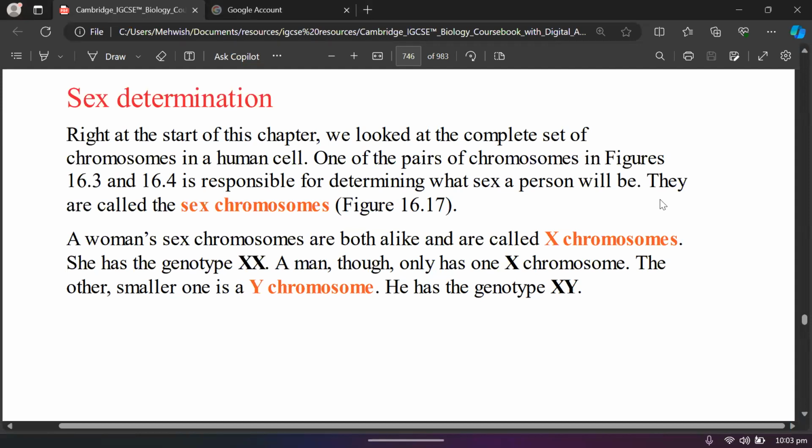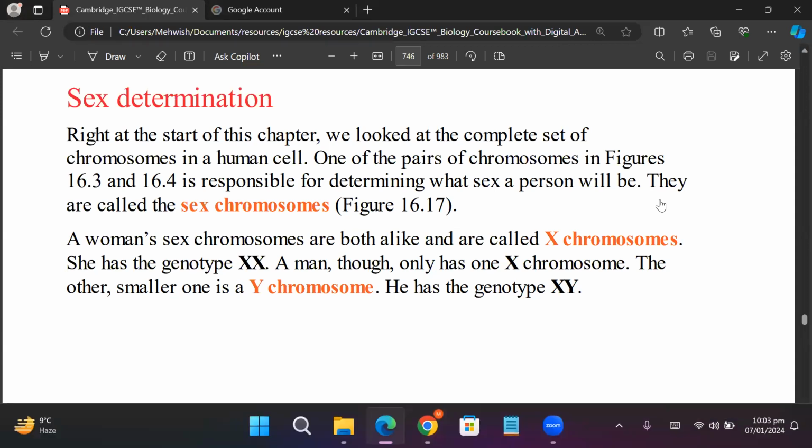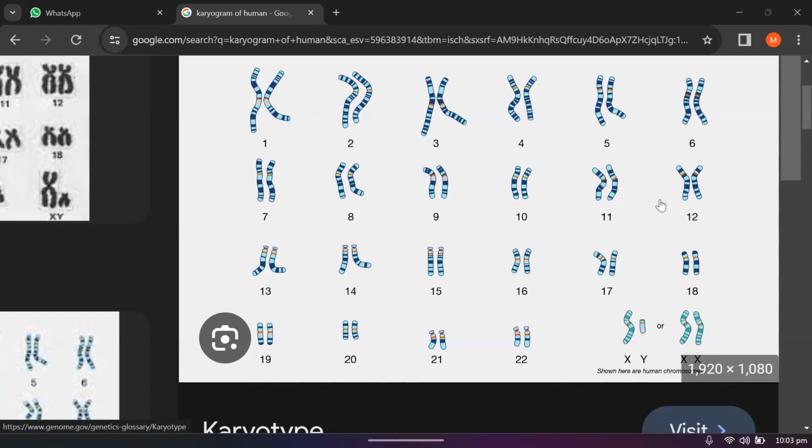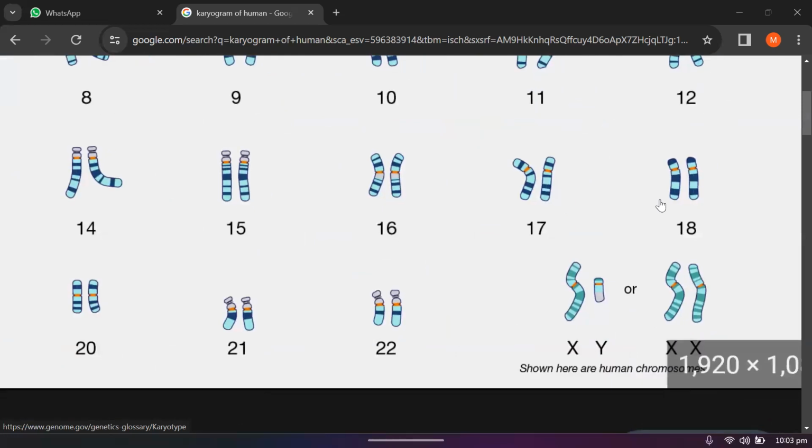So a woman's sex chromosomes are always XX, right? And a male, or you can say a boy, a man, has sex chromosomes X and Y, right? And if you go back to that karyogram, you will see that the X chromosome is bigger and the Y chromosome is smaller. Can you see that, right? Here, the X chromosome is bigger and the Y chromosome is smaller.